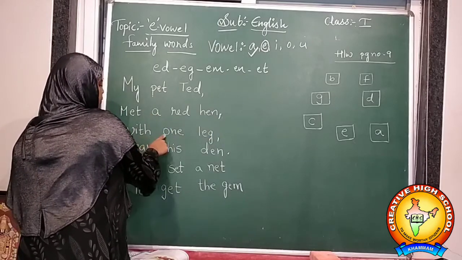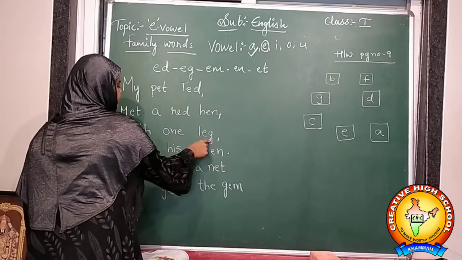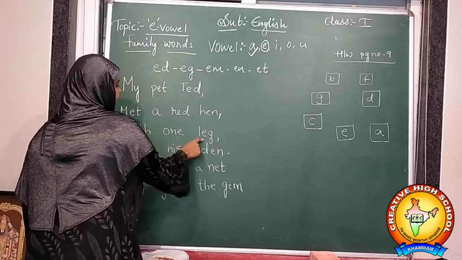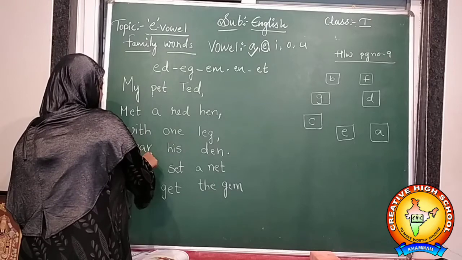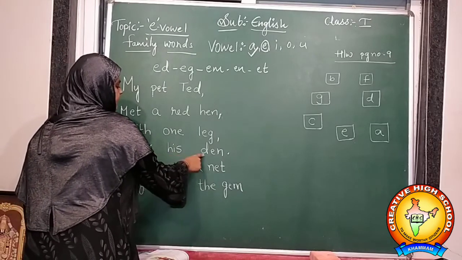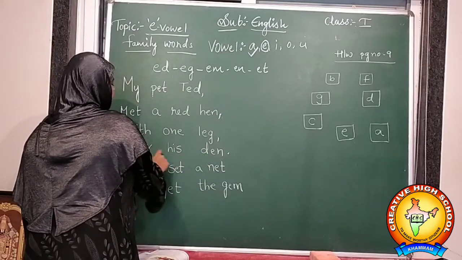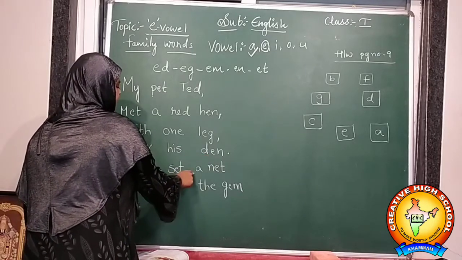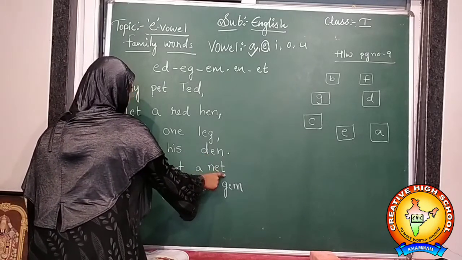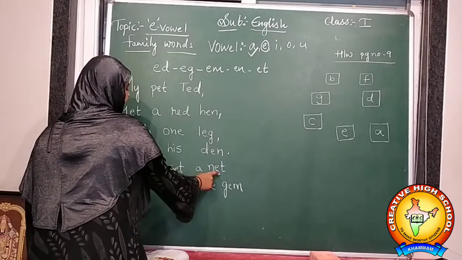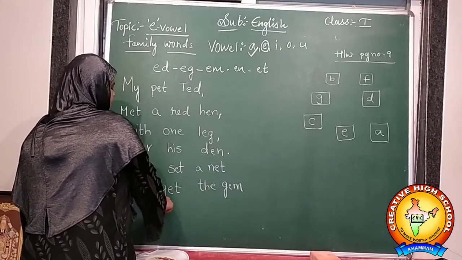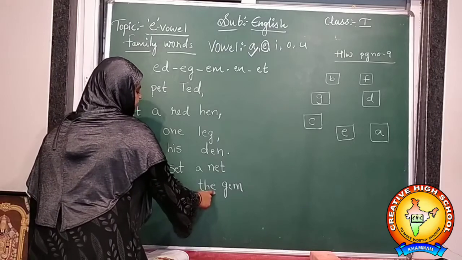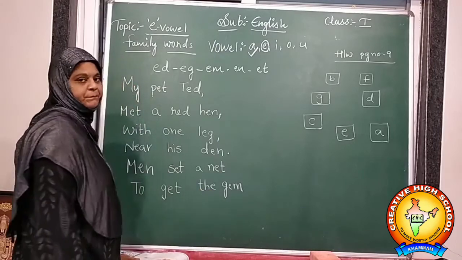With one leg. Near his den. Men set a net to get the gem.